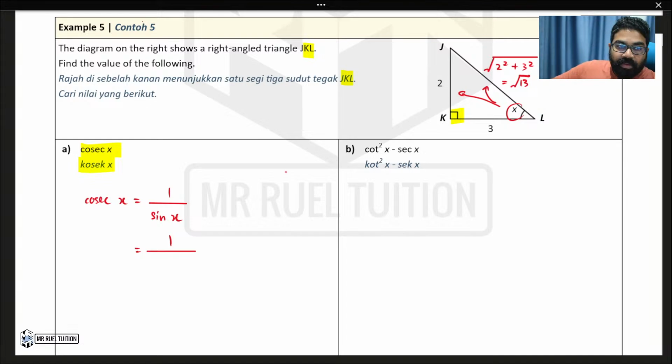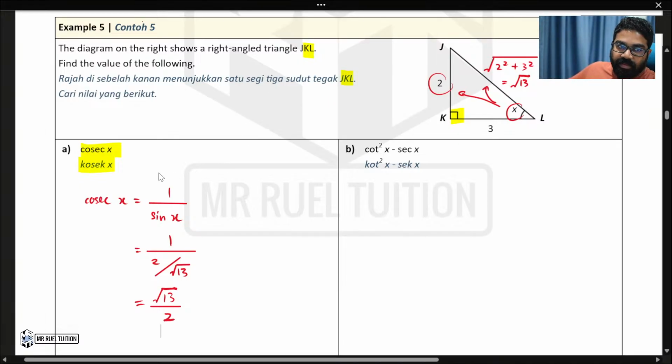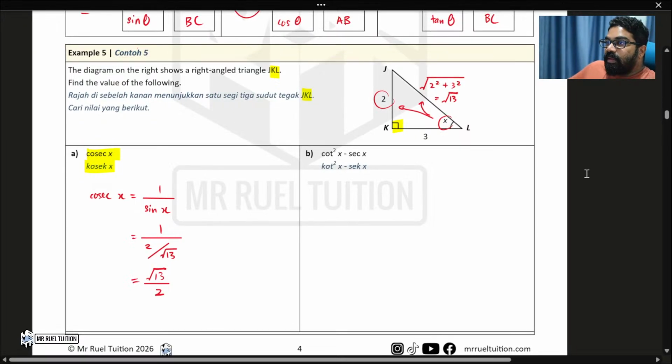So, sin will be opposite 2 over root 13. Got it? So what's the answer then? The answer will be root 13 over 2. This is cosecant X.